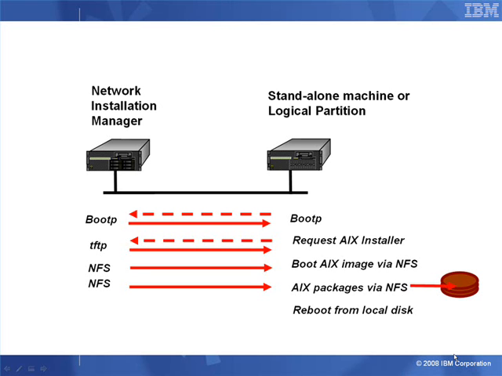Very briefly, how does NIM work? Well, on a separate machine we have the images for AIX. Then when we start up a machine or a logical partition, we get it to do a BOOTP request to talk to the NIM server. Then it fetches down via the trivial FTP program the AIX installer. Then it gets hold of what's called a SPOT, which is an AIX image mounted over NFS. It then gets hold of, via NFS again, all the resources, all the packages of AIX, installs that onto the disk, and we reboot from the local disk.